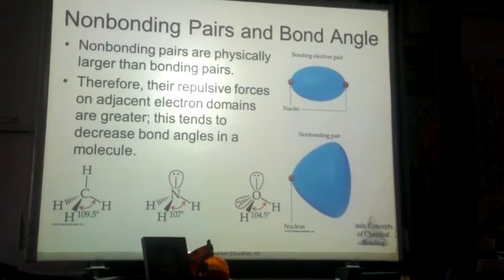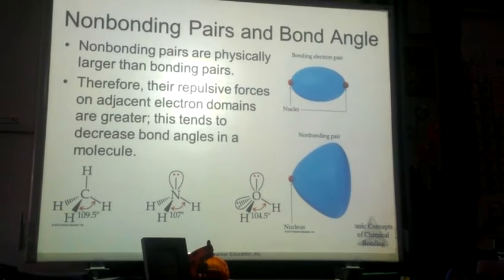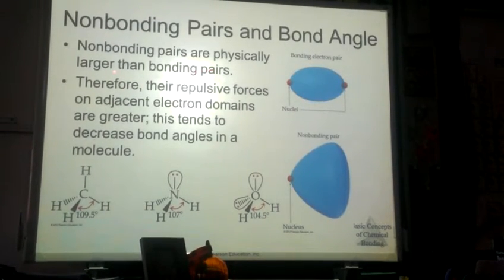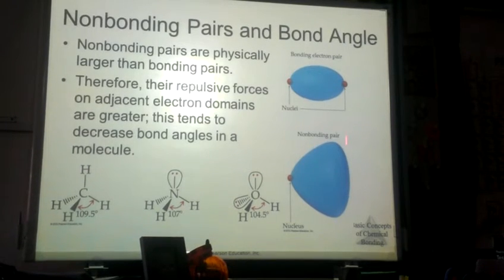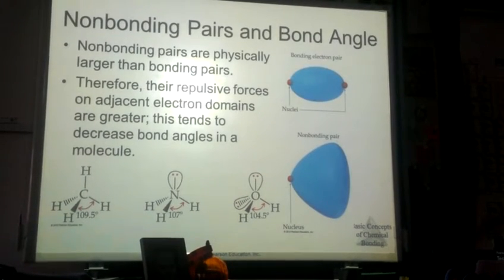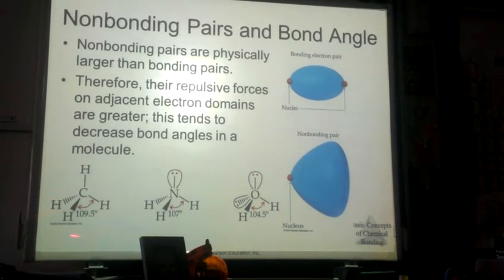Okay, so let's go back and talk about the bond angle that we kind of alluded to on the one slide before. So this says non-bonding pairs are physically larger than bonding pairs. So a bonding pair of electrons, if I'm looking at its electron density, is going to be roughly like this. It's in between two nuclei. Versus a non-bonding pair, the actual space that it occupies is just larger than a bonding electron pair. So because of this, I want us to look here at methane, CH4.